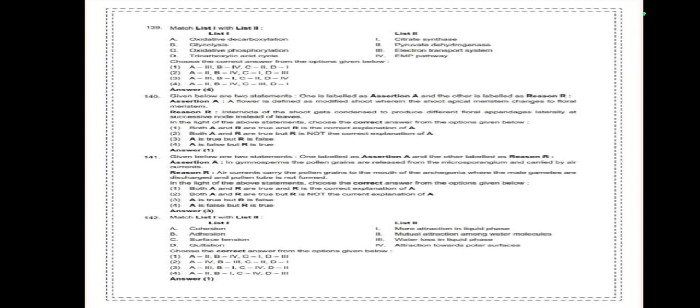Question number 141. Given below are two statements, one labeled as assertion and the other labeled as reason. Assertion: in gymnosperms, the pollen grains are released from the microsporangium and carried by air currents. Reason: air currents carry the pollen grains to the mouth of the archegonia where the male gametes are discharged and pollen tube is not formed. Answer is 3. A is true but R is false.